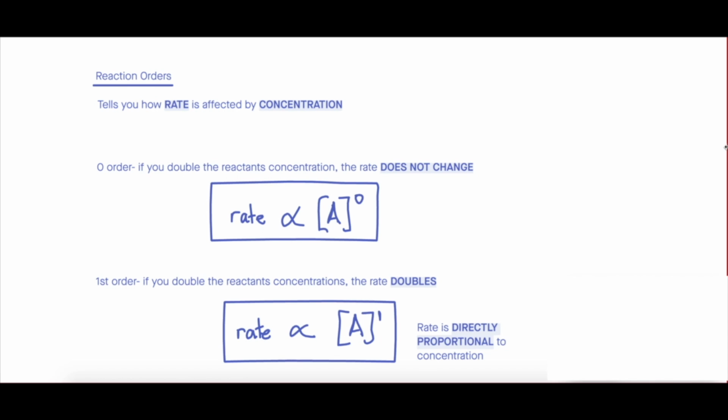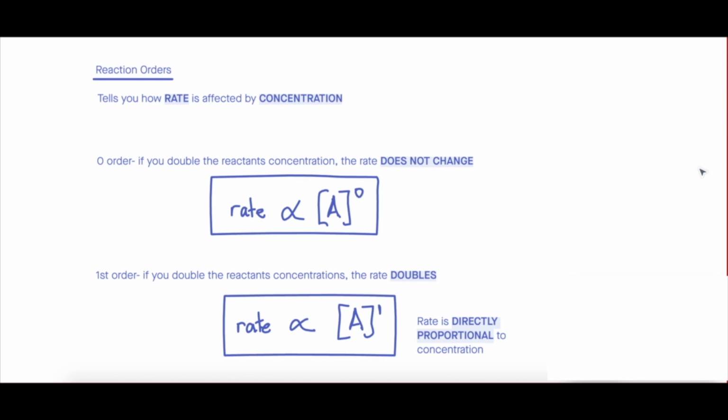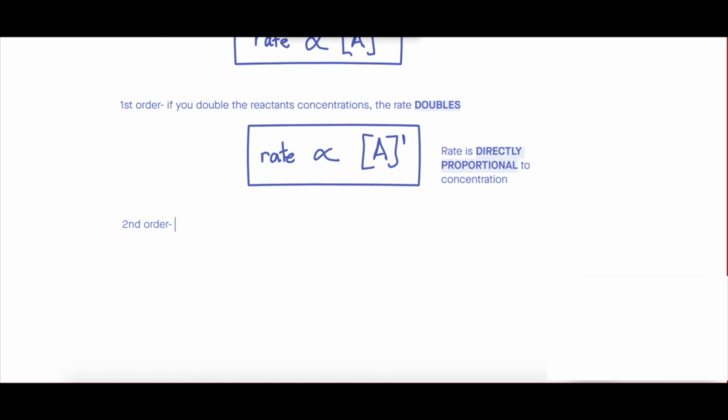Or another thing you can say is rate is directly proportional to concentration. So whatever you do to concentration, the same thing happens to rate. And then the next one you need to know is second order reactions. In a second order reaction, if you double the reactant's concentration, the rate quadruples.